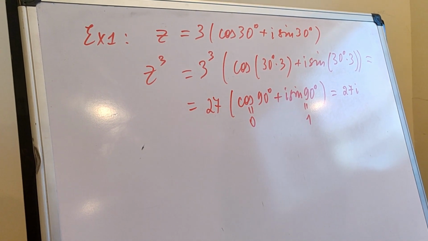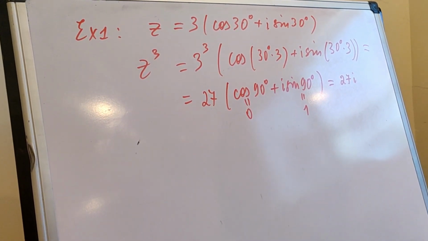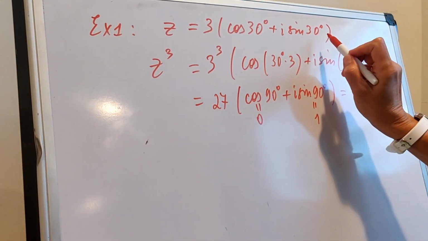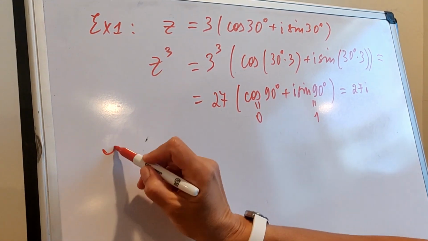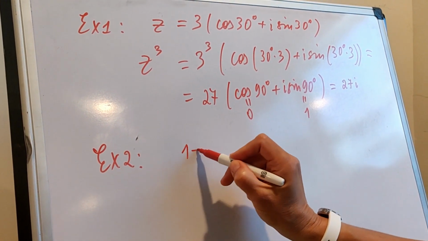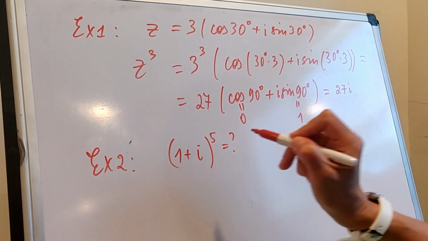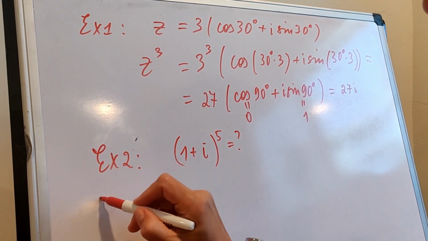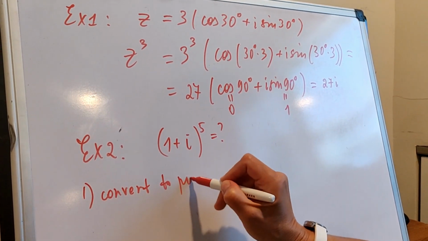Okay? Now, that was a really fake example. No one is going to give you actually the polar form of the number. Usually you get the Cartesian form of the number. So step number 1, you convert it into polar form, and step number 2, use the power theorem. And my example number 2 is going to be more complicated now. Somebody wants to raise 1 plus i to the 5th power. So how do we do this? Step number 1, convert to polar form.